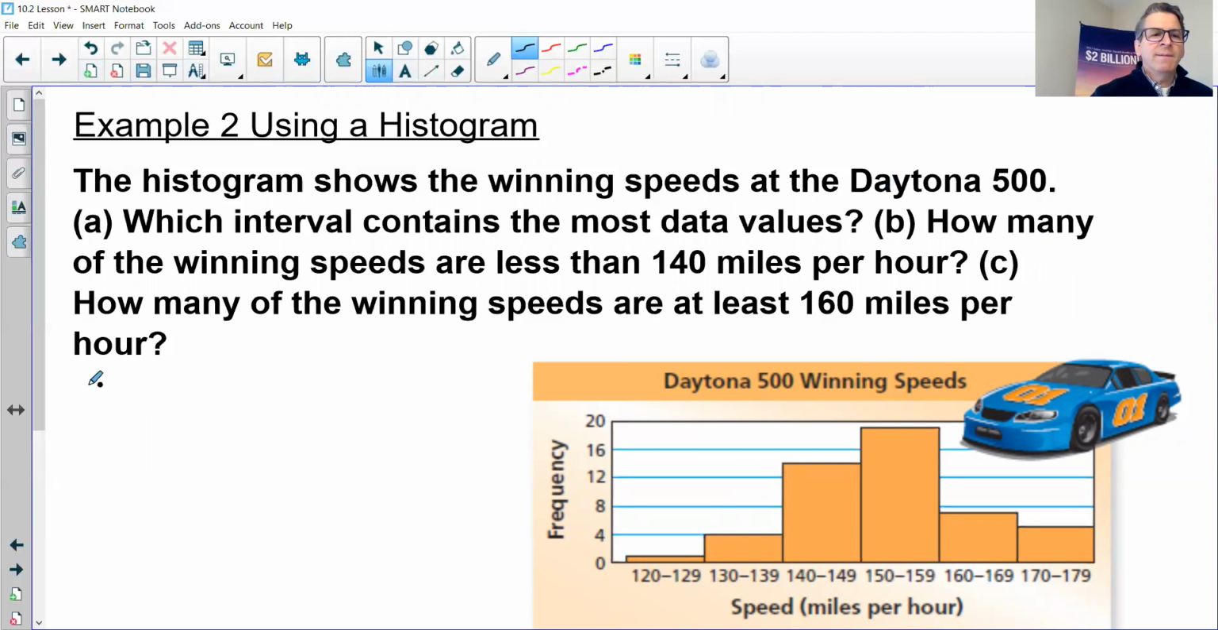Okay, let's start with A. We're looking for the interval with the tallest bar for letter A, which contains the most data values, which is right here, 150 to 159.